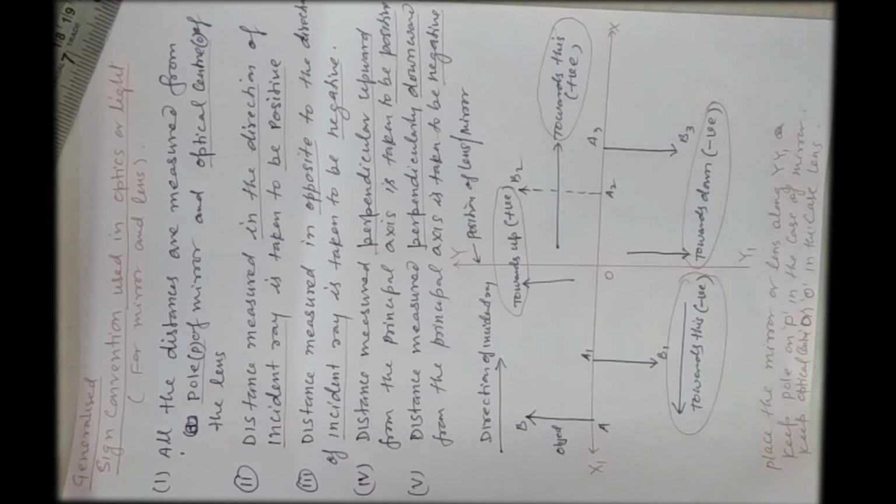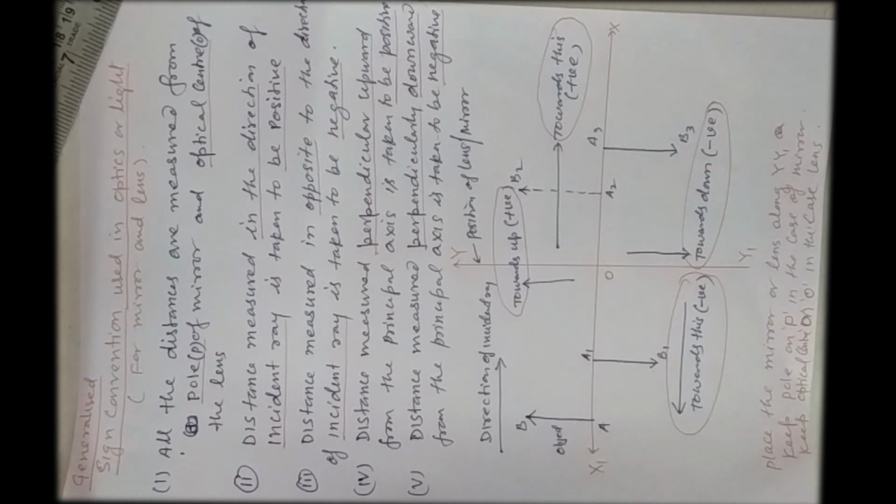All the distances are measured from the pole P of the mirror and the optical center of the lens. If you are using a mirror, a spherical mirror or any mirror, parabolic mirror, plane mirror, concave, convex, then all the distances must be measured from the pole of that mirror. And if you are using a lens, either concave or convex, the distances will be measured from the optical center.